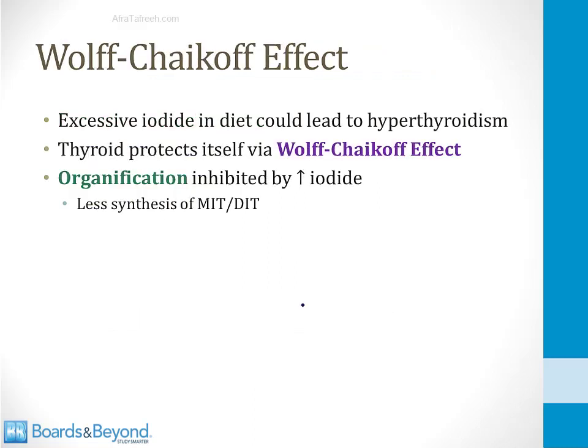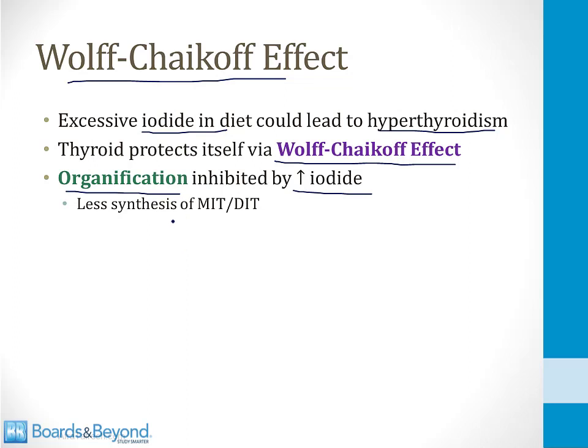You might think that because thyroid hormone requires iodine, if you consumed lots of iodine in your diet, you would have excessive thyroid hormone levels, but this is not the case. The reason this doesn't occur is because of something called the Wolff-Chaikoff effect, named for the scientist who discovered it. Excessive iodine in the diet could lead to hyperthyroidism, so our body has developed a protective mechanism, and that's called the Wolff-Chaikoff effect. The Wolff-Chaikoff effect results in inhibition of organification when the level of iodide gets too high. This leads to less synthesis of MIT and DIT, and this probably developed evolutionarily to protect us from excess thyroid hormone in settings where we consumed too much iodide in our diet.